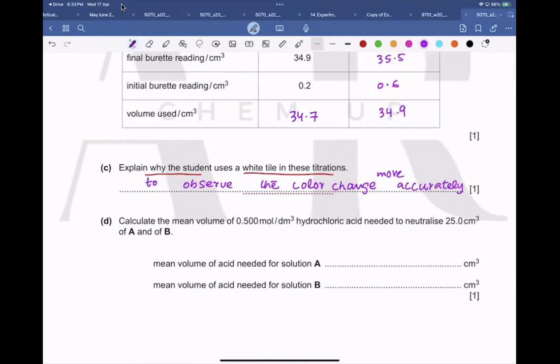Okay. Now what they are saying, calculate the mean volume of 0.5 mole per dm cube hydrochloric acid needed to neutralize 25 centimeter cube of A and 25 centimeter cube of B. Remember, in each titration, 25 centimeter cube of ammonia is used. So for solution B, you have these two values, that is 34.7 plus 34.9 divided by 2. So you will get the mean of 34.8, right?